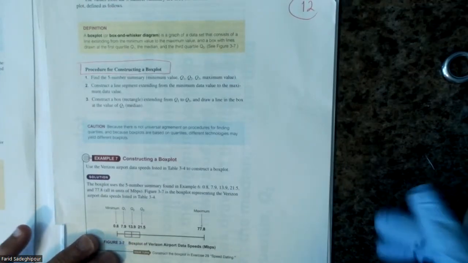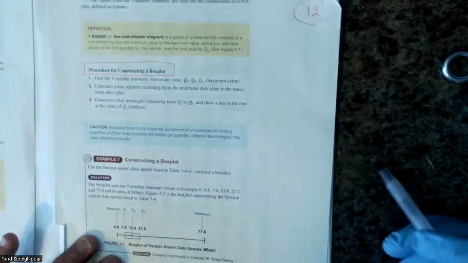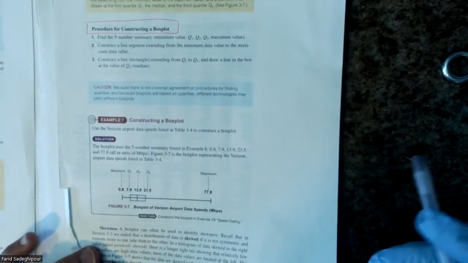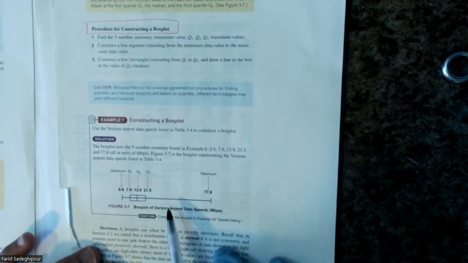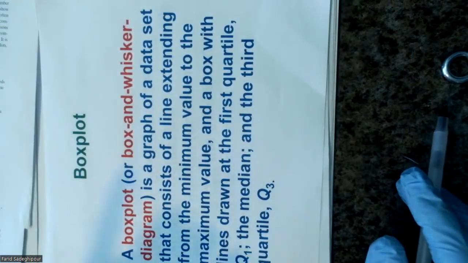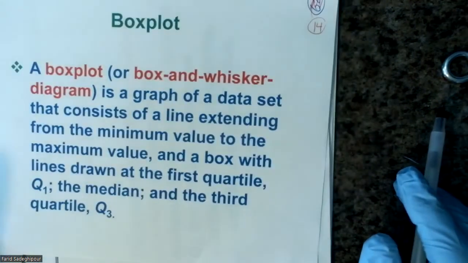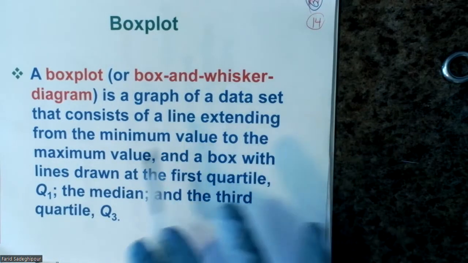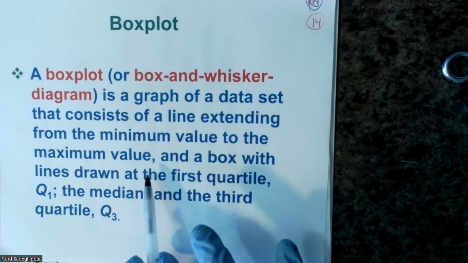Next is the construction of box plot, as you see on this picture. Box plot is another way of presenting your data. To have the box plot, first we look at the definition here. A box plot is a graph of data that consists of the line extending from minimum to the maximum.